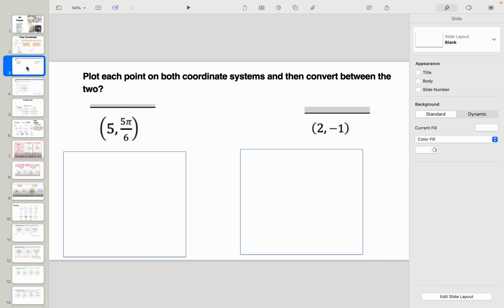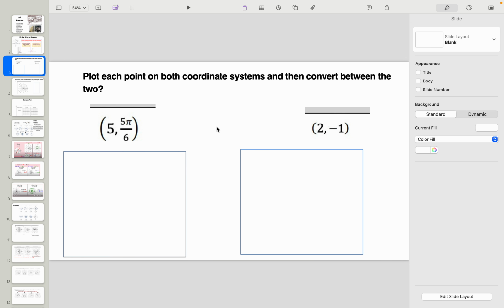So you have number 1: plot the point on both coordinate systems and then convert between the 2. Here you are given r and theta, and here you're given x and y. So here you're converting to the rectangular coordinate system, and here you're converting to polar. So go ahead and pause the video and work it out, and then when you're ready, restart the video and check your answers.